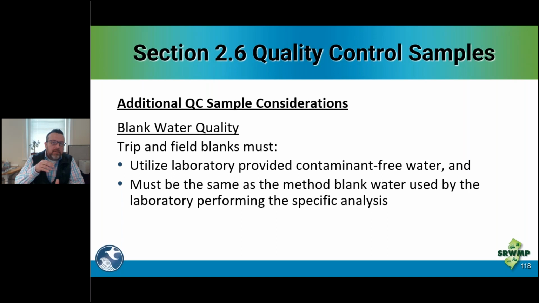So I'm going to discuss now some of the considerations which should also be made when developing your quality control sample program. First consideration is blank water quality. Your trip and field blanks must utilize laboratory-provided contaminant-free water and must be from the same source as the method blank water used by the laboratory performing the specific analysis. So this means not getting your blank water from a supermarket or any other source in the laboratory. Not that that would ever happen in the field.